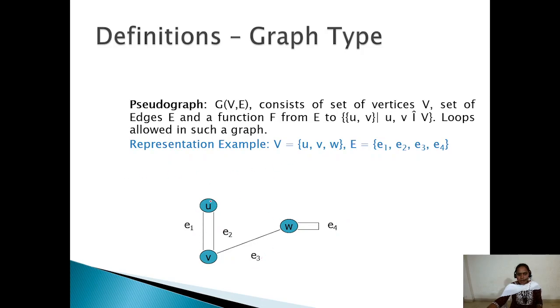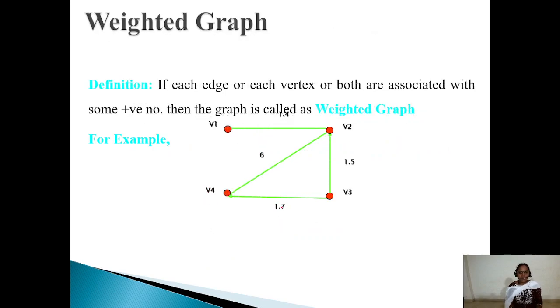V equal to how many vertices? U, V, W. E equal to how many edges? E1, E2, E3 and E4. Four edges in total. This is the pseudograph. I think it is understood. Next, weighted graph.